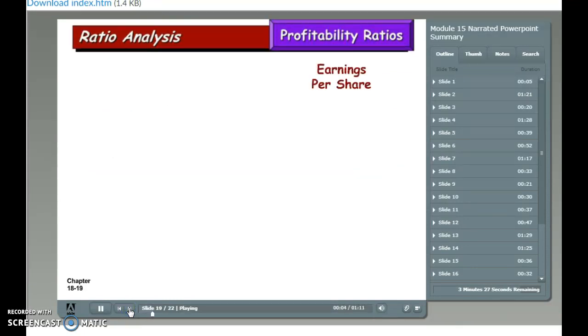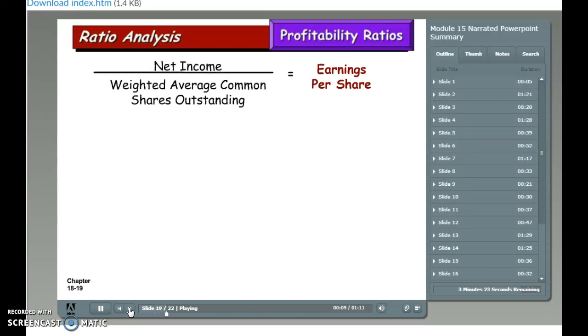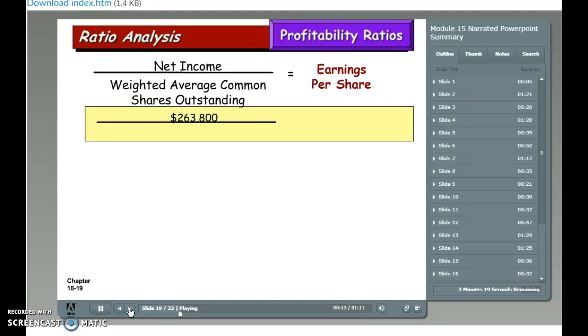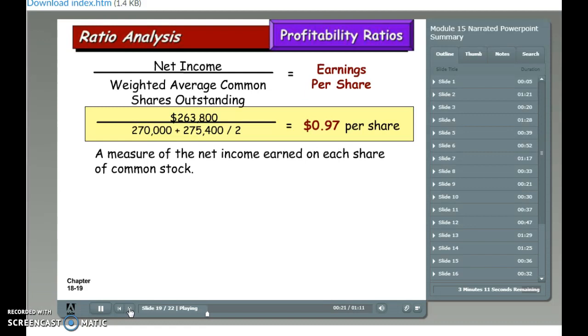Another profitability ratio is earnings per share, calculated by dividing net income by weighted average common shares outstanding. For Quality, the earnings per share calculates to 97 cents per share. Earnings per share measures net income earned on each share. Each share of common stock earned 97 cents in 2007.